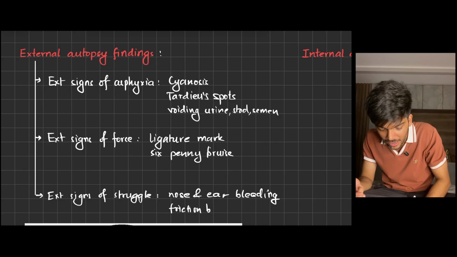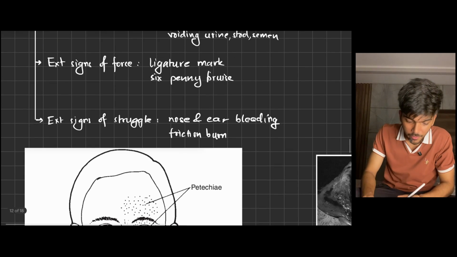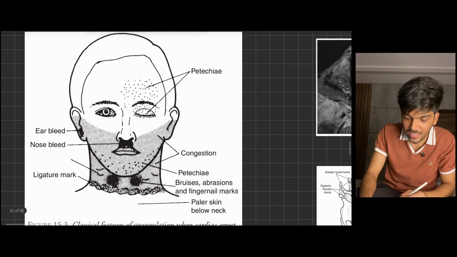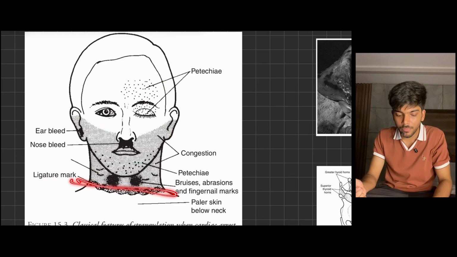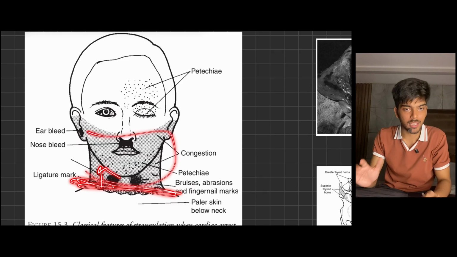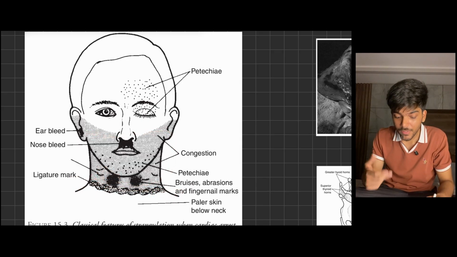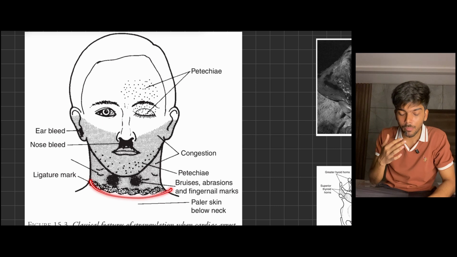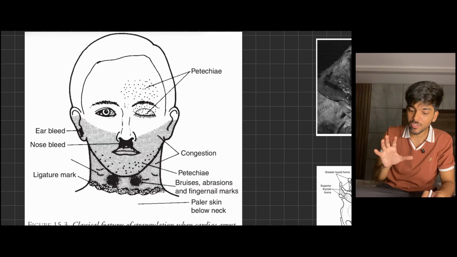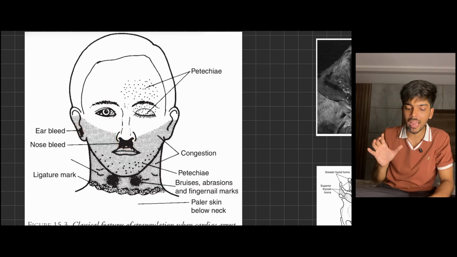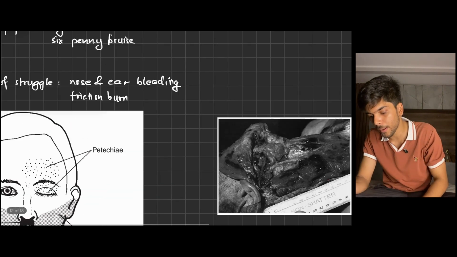So let's revise all these external autopsy findings. First are signs of asphyxia, where you get congestion and petechiae. Just above the level of obstruction, there is congestion. Second, you have signs of force, where you get ligature mark if a ligature has been used and sixpenny bruise with nail marks if hand has been used. Then you get signs of struggle, nasal bleeding, ear bleeding and blister formation due to friction burn.